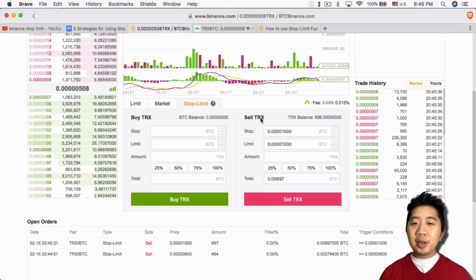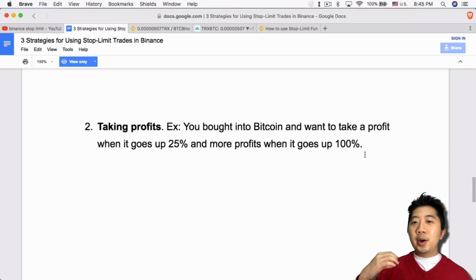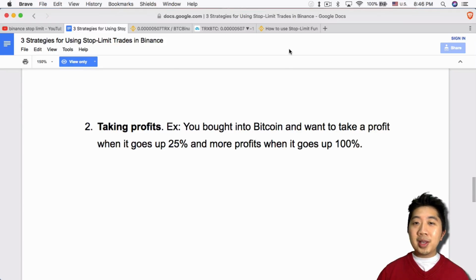So right now you can set a maximum of 2. According to Binance, you're going to set 2 maximum stop limit trades per trade pair. So right now I'm at the maximum, but I'm already able to take profit at 2 different levels. So you see I'm taking profit approximately at 25%, and then when it also goes to 100%, I'm taking another. So that's the idea of using the stop limit trades to take profit. You can set it to multiple levels so that it triggers at 2 different levels and you sell at 2 different price points. So that is the idea of taking profits as the second strategy.